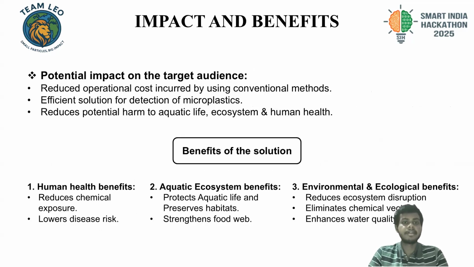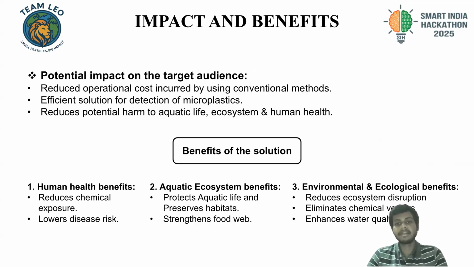Then coming towards the potential impact and benefits on the target audiences. The impacts include reduced operational cost compared to conventional methods. The conventional methods have a higher cost of operation, but these optical fiber sensors have a lower cost of operation as compared to the previous solutions. It provides an efficient solution for the detection of microplastics with a lower margin of error. It reduces potential harm to aquatic life, ecosystems, and human health.